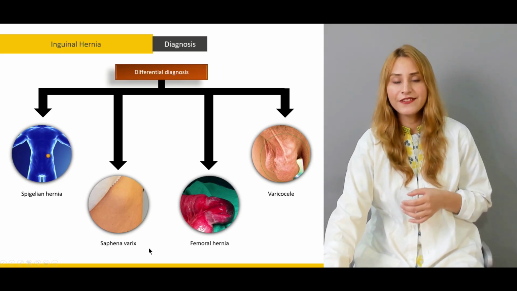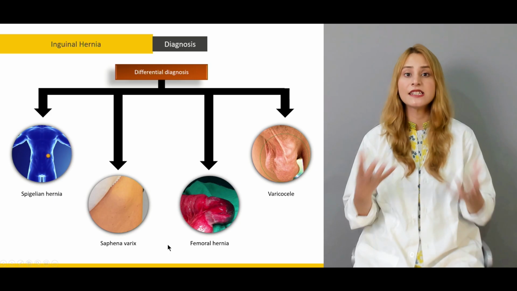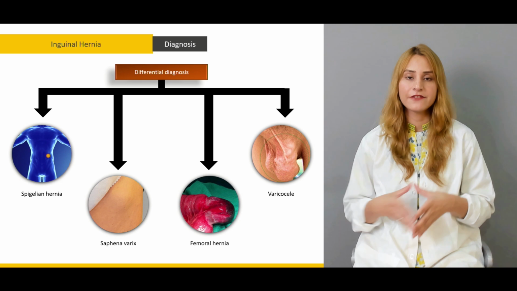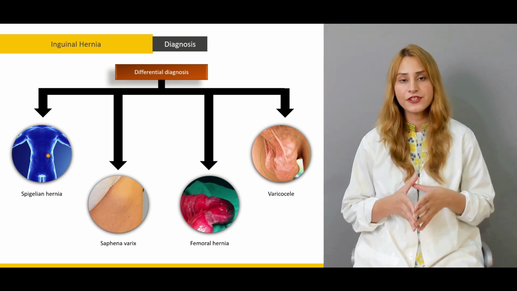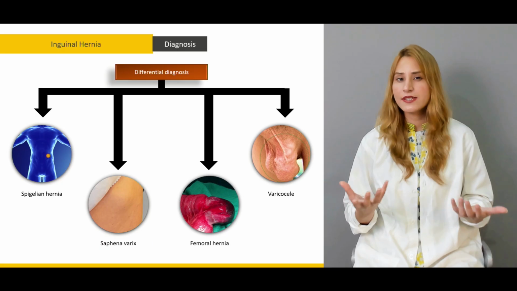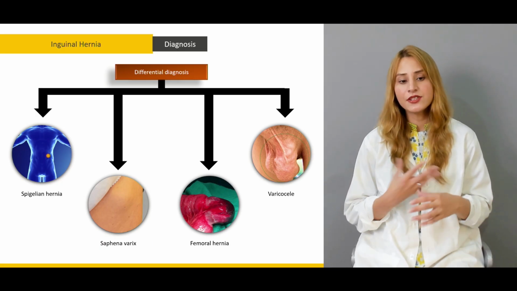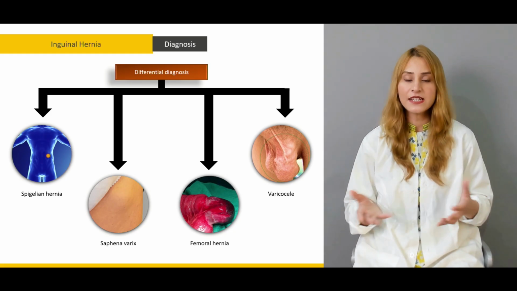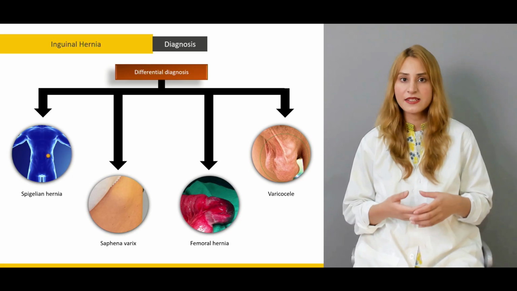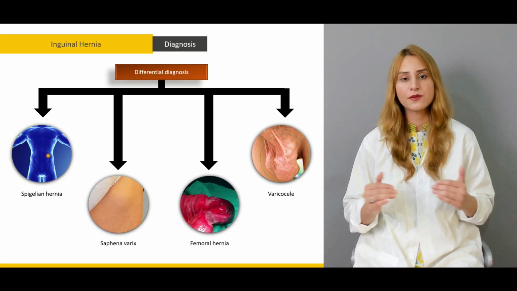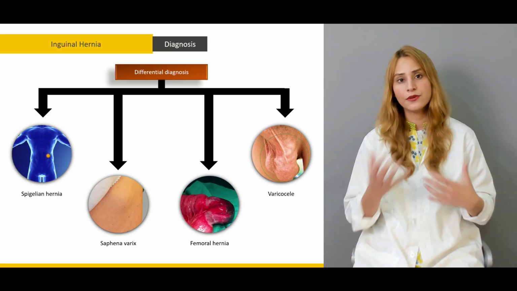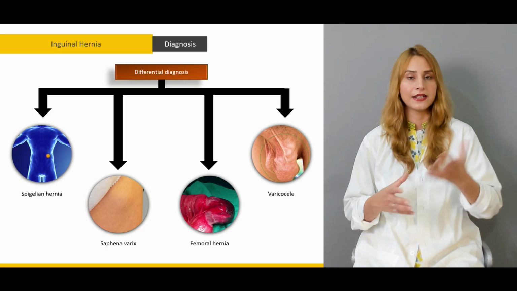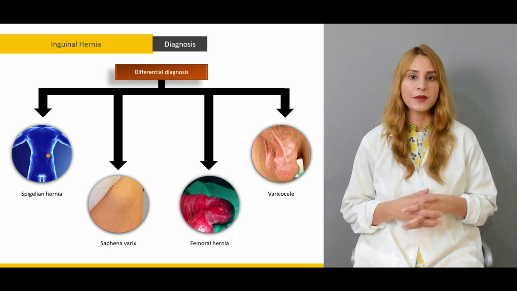There can also be a saphena varix. A saphena varix is a dilated vein located in the groin region, in the femoral triangle. You have to differentiate it from a hernia, because veins are compressible, so whenever you put pressure over the swelling, it compresses. You can always go for ultrasonography or CT scan, and there you can find out whether it's a saphena varix or a hernia.